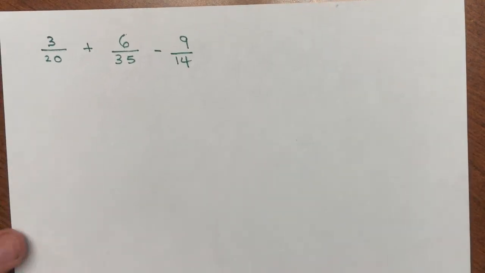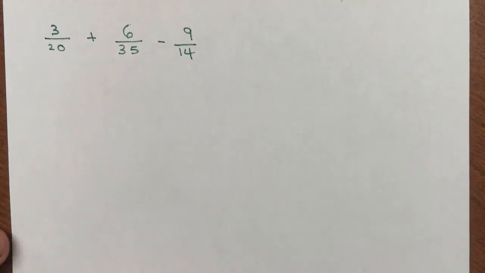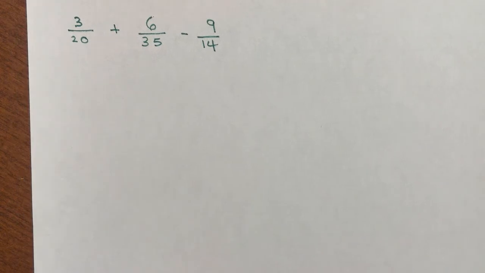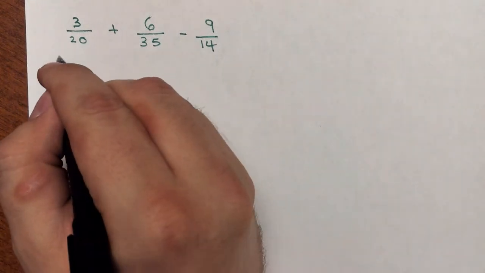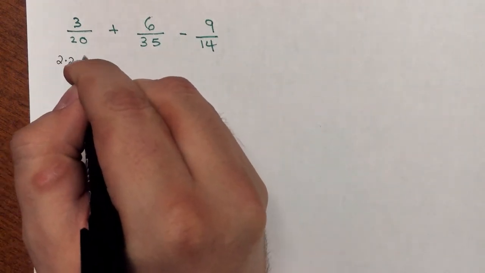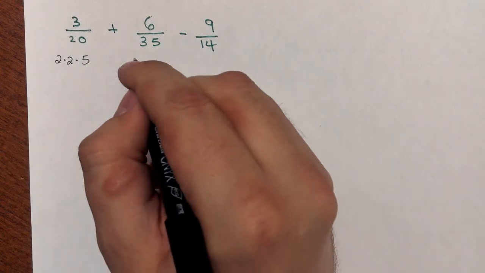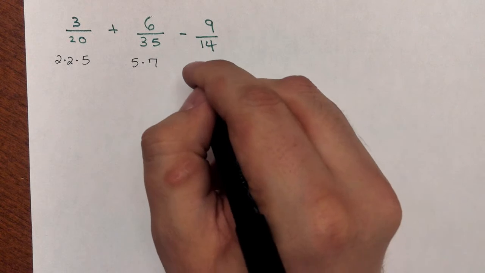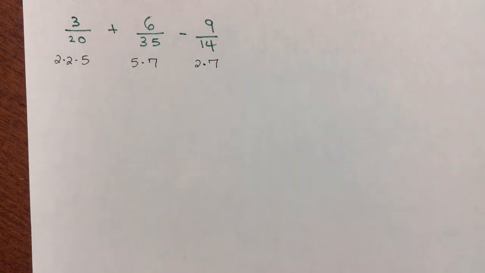Alright, let's do one more example. Here I have 3 fractions. 3 fractions doesn't necessarily make this more complicated, again, if you're considering the method that we have been talking about. If I look at 20, 35, and 14, well, again, you want to think about factoring these down. 20 is 4 times 5, which makes it 2 times 2 times 5. 35 is 5 times 7. And 14 is 2 times 7.